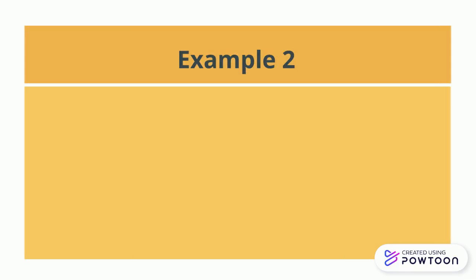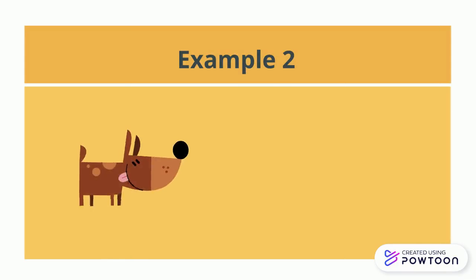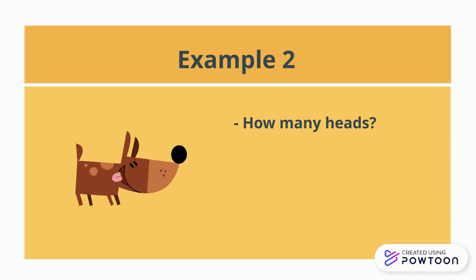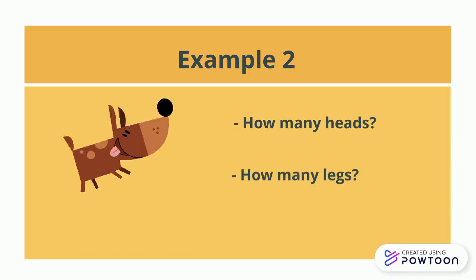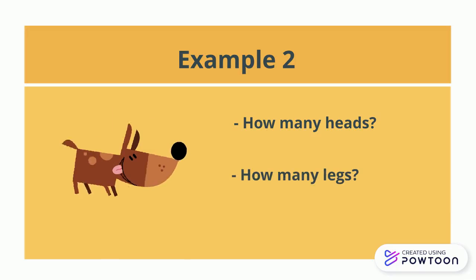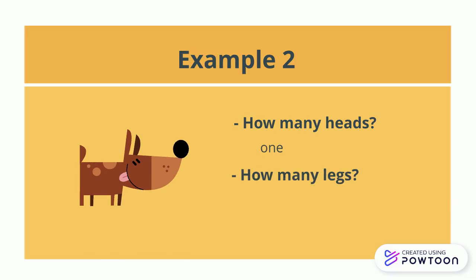Here's another example. Let's take a look at a dog. Think for a second. How many heads does a dog have? And how many legs? Alright, the answers are one head and four legs. That's the relationship.